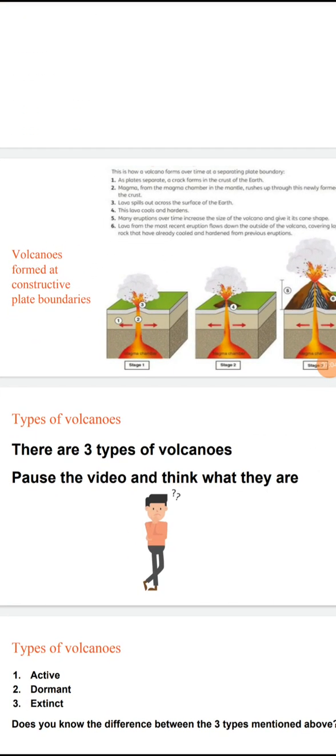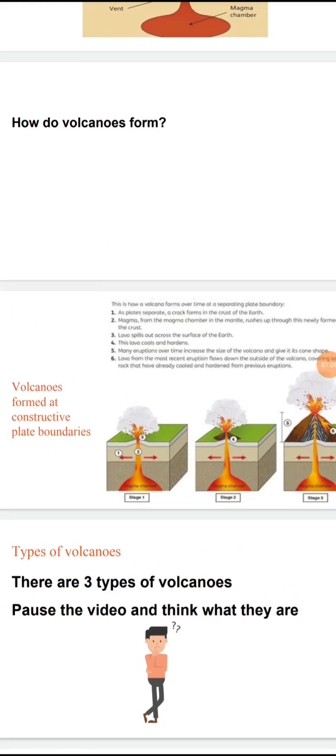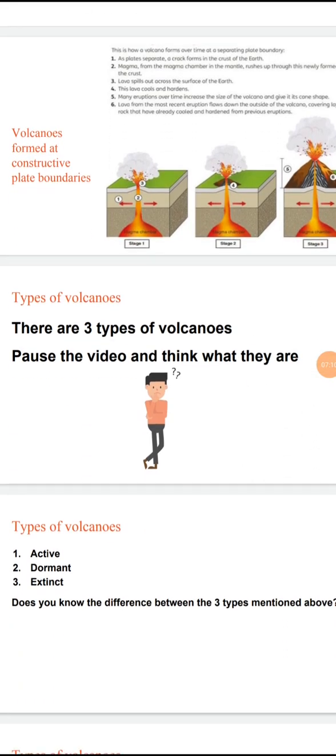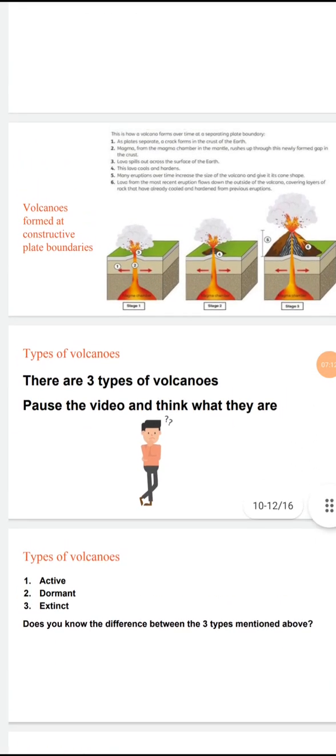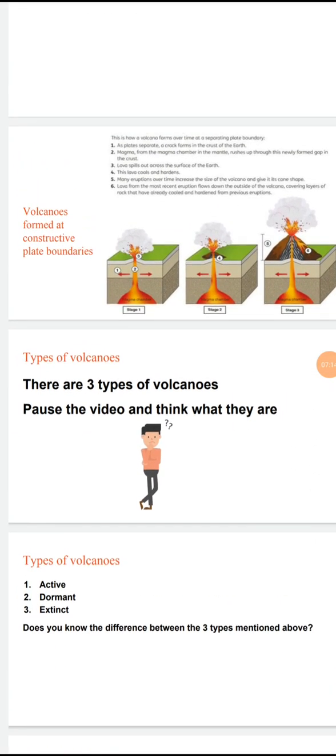There are 3 types of volcanoes. Pause the video and think what they are. Types of volcanoes: active, dormant, and extinct. Do you know the difference between the 3 types mentioned above?